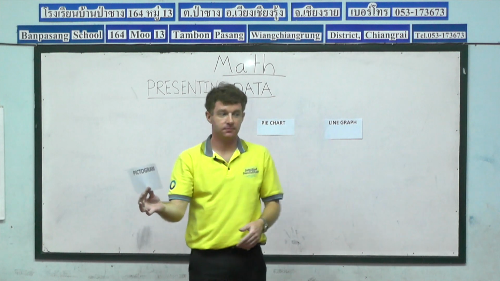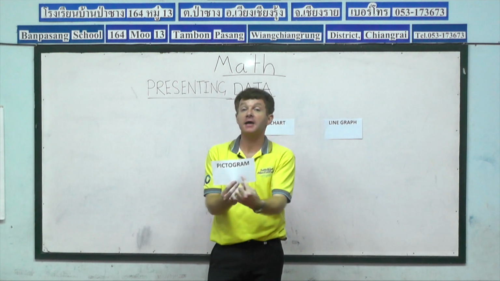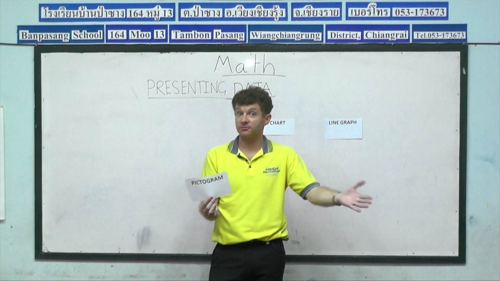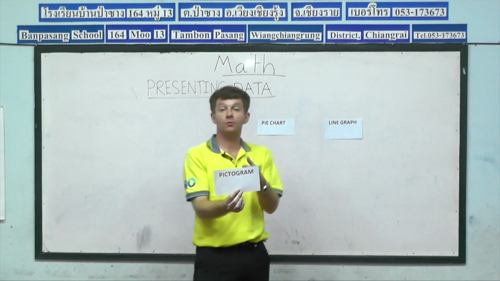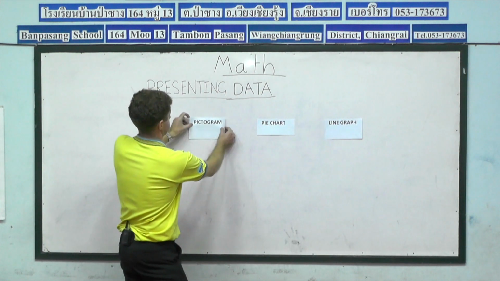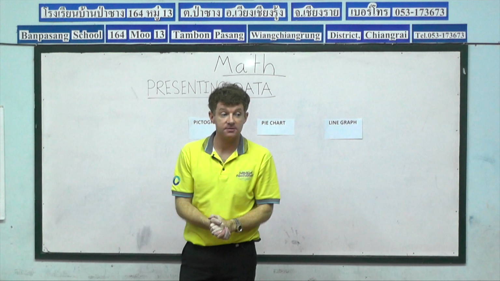Pictograph. Now I just heard the word picture. That's good because pictograph means it contains pictures. We use pictures to give the amounts of data. So if we see pictures, it's usually a pictograph. And then one more way, we learn 4 different ways. So the next one.